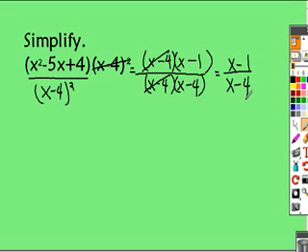So once you have the factors completed, cancel anything that is exactly the same, cancel any opposites and put a negative 1 down, and then make sure you simplify the bottom.